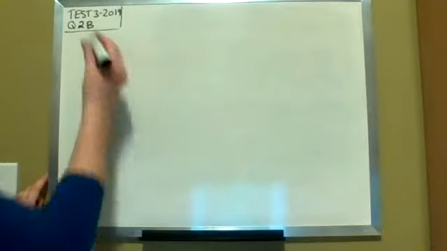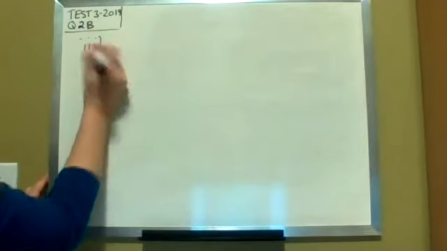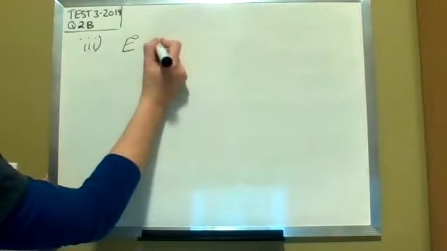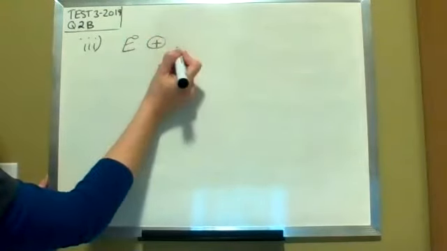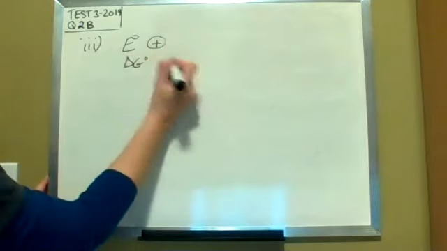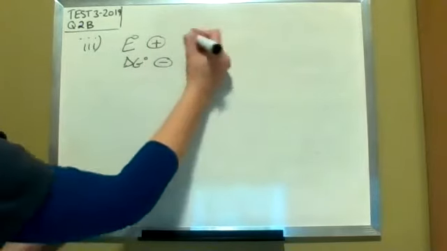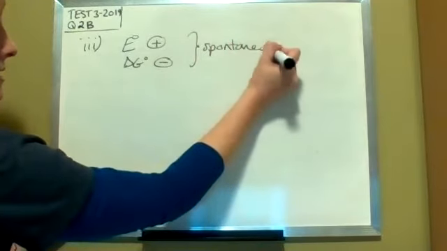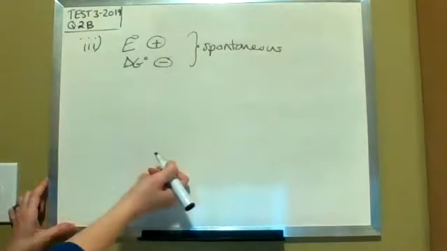Okay, part 3 wants to know, is this spontaneous or not? For the values we got, E0 was a positive value and delta G0 was a negative value. That tells us, one or the other, that this was a spontaneous reaction.